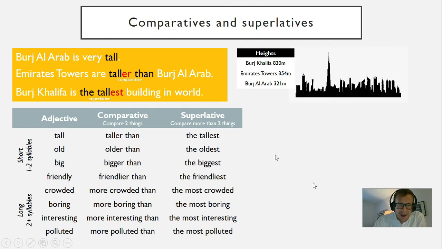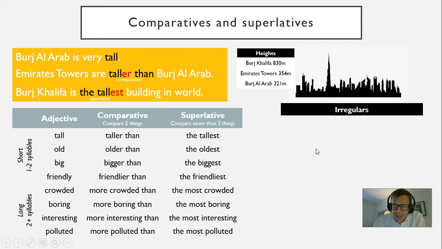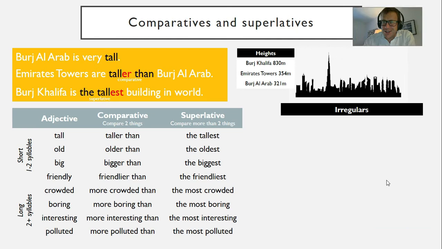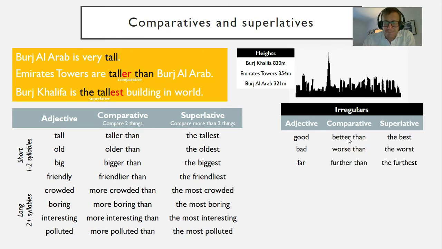So this is comparatives and superlatives, and I think you've probably studied this before. Don't forget there are irregulars. Of course, this is English, there's always some that don't fit the rule. We have good, bad and far, so the distance. The comparative for good is not gooder, it's better than, the best. Bad, worse than, the worst. Far, further than, the furthest. So remember these, they're pretty much the only three irregular ones.